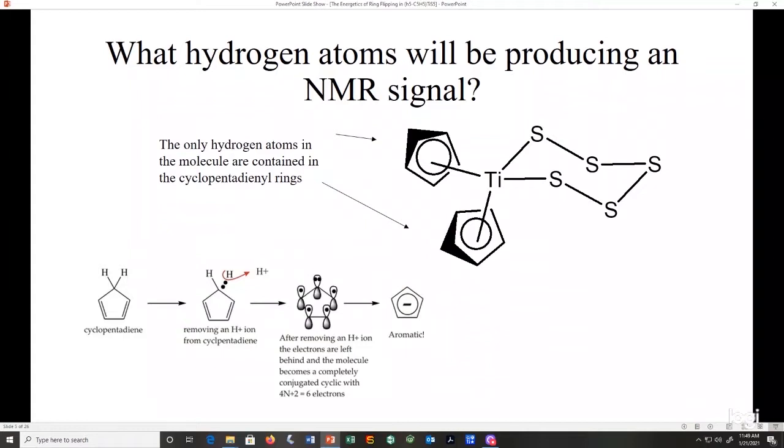What hydrogen atoms will be producing an NMR signal? The only hydrogen atoms in this molecule are contained in the cyclopentadienyl rings. If we start with a cyclopentadiene molecule and we remove a proton from this molecule, we end up with an aromatic system, and the pi system has 6 electrons associated with it, and now there's just one hydrogen associated with each corner of the ring.